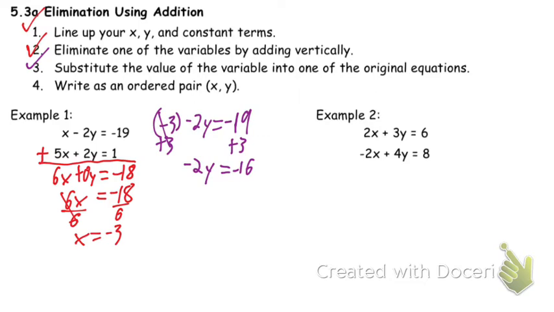Okay, so now what do we do? Negative 2y divided by negative 2, and negative 16 divided by negative 2. Very good. So on the left side we get y. On the right side, what do we get? Negative divided by negative is a positive, but it's not 18, excuse me, it's 8. So y is 8. Now, how do we write our answer? Negative 3, 8.